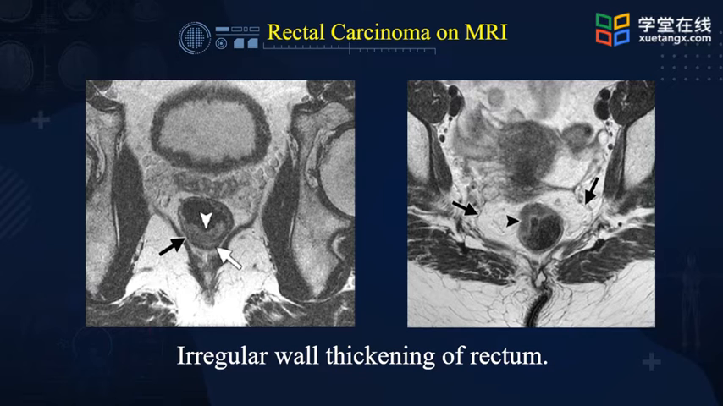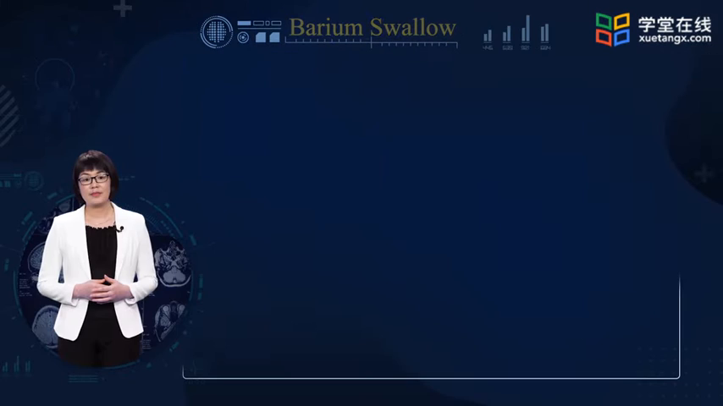MRI provides good soft tissue contrast. This is a case of rectal carcinoma on MRI. Irregular wall thickening can be easily seen. Besides, the serosa is clearly visible. So far, I have just discussed some of the imaging modalities for GI tract disease.